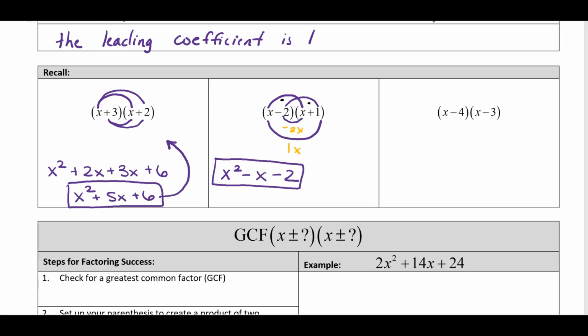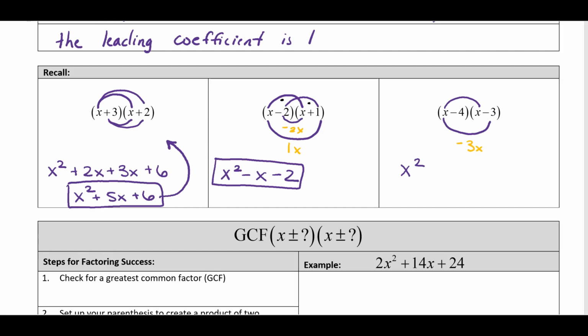So let's look at the last one. We're going to do x times x, which is x squared. We're then going to do x times negative 3, which is negative 3x.